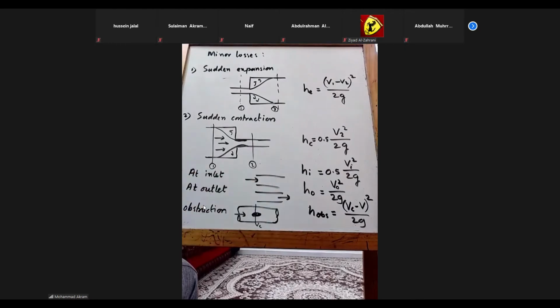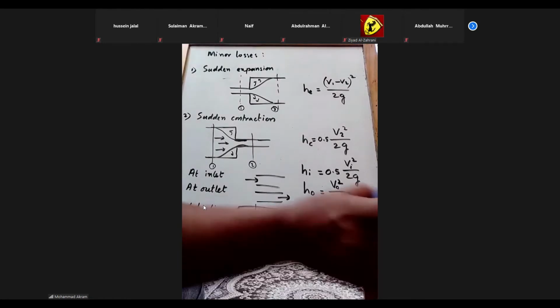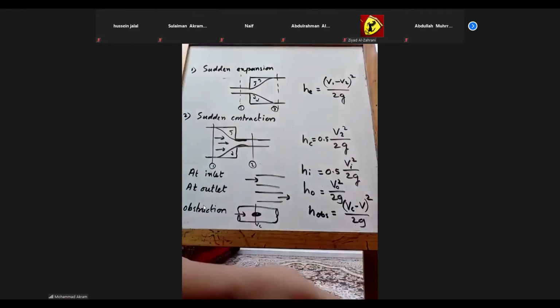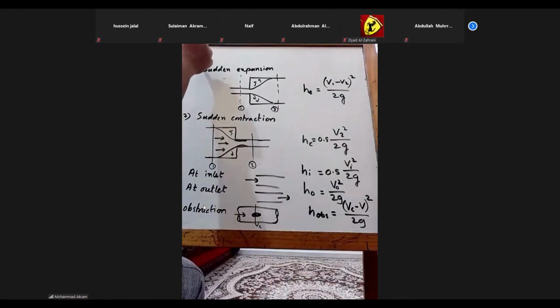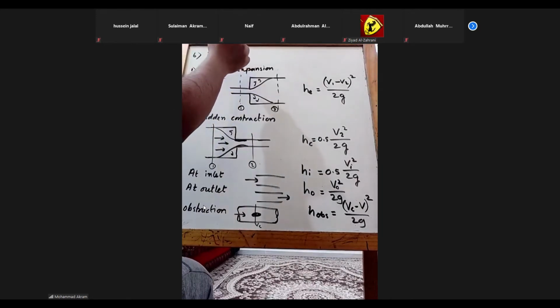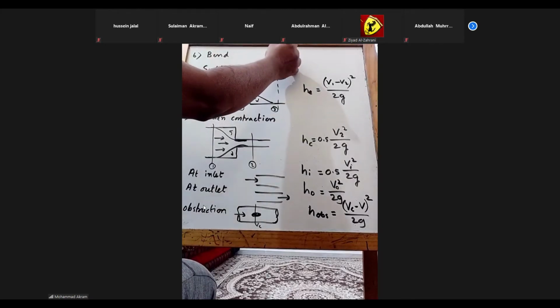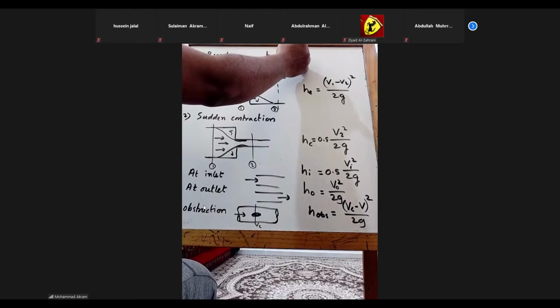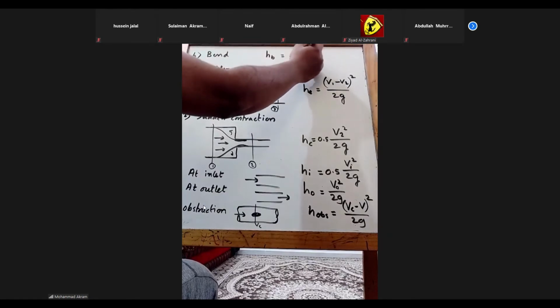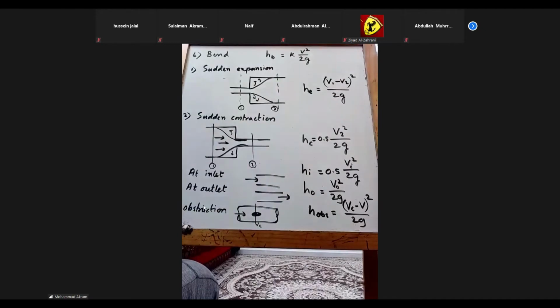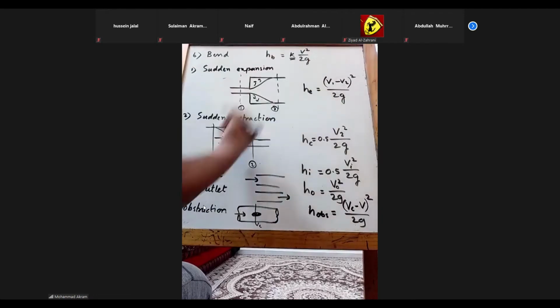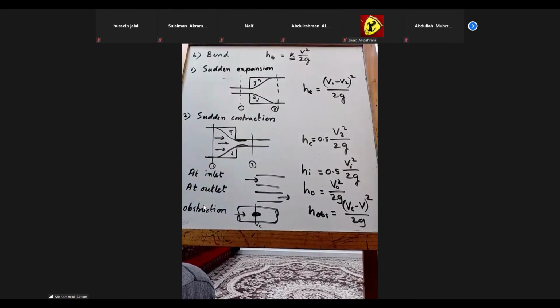So these are the minor losses. There is also one loss due to the bend. So I'm writing here. You write after the obstruction, write 6.1 due to the bend. And this loss hb is equal to K into V square divided by 2g. V is the velocity near the bend and K is a factor that depends on the area and the bending angle.